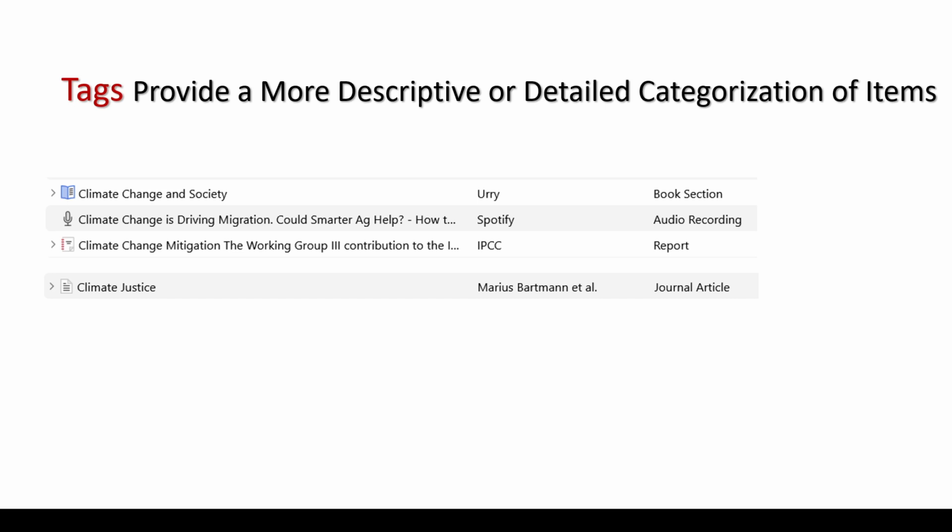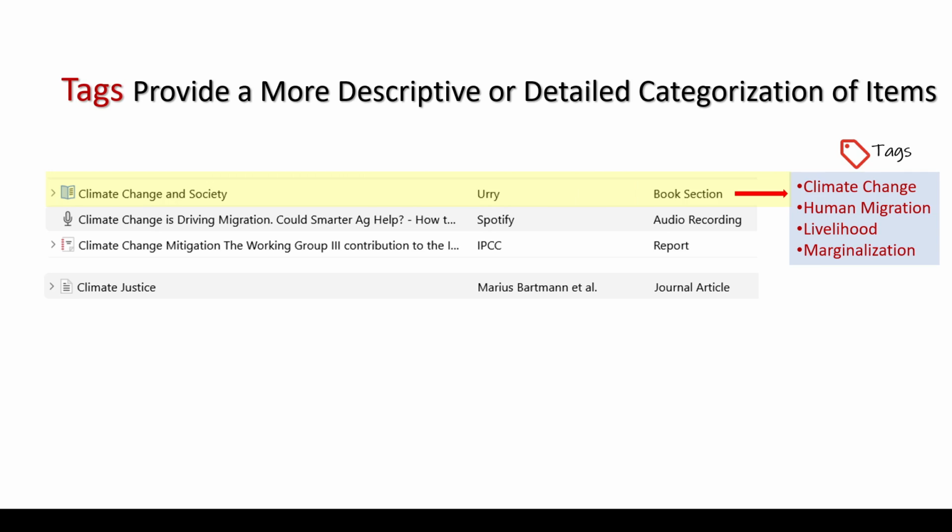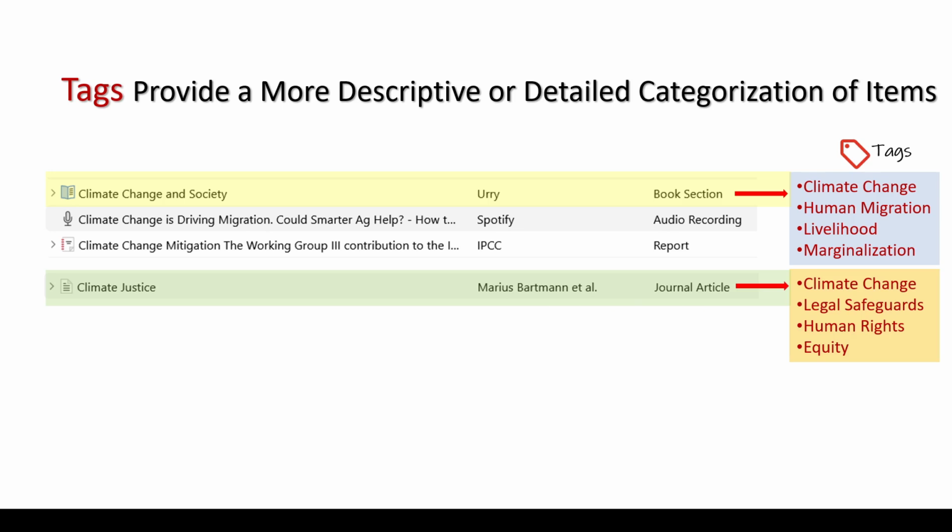Now, tags provide a much more descriptive or detailed categorization of items. Let's say, for example, you are looking at some items inside the Zotero library. So we can assign tags to each of these items. Let's say, for example, for the first item here, I provide these tags: climate change, human migration, livelihood, and marginalization. And let us say, for example, for the last item, I create these tags and attach these tags to this particular item. Let's assume for this example that we haven't created any tags for these items.